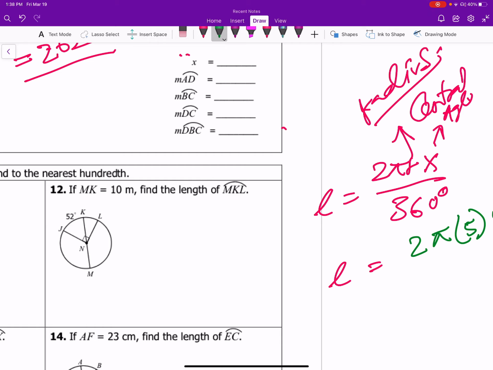So let's see, MKL. So I go this way. I'll have to find out the length of this arc. Remember, don't mix it up with the degree of the arc. Okay, this is the length, so I need to use this formula. So I need this central angle.